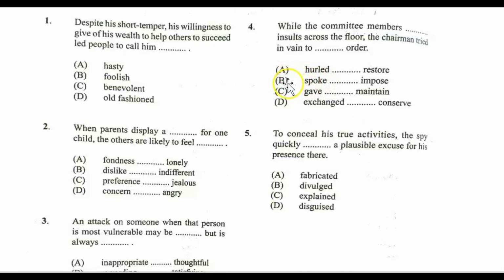So option 2 says, while the committee members spoke insults across the floor, the chairman tried to impose order. So they spoke insults across the floor. It sounds so gentle, the word spoke, that I don't think it quite paints a picture of what was happening, because I'm thinking this meeting was crazy. Whatever was happening, the disruption was crazy, right? So let's put a pause on option B.